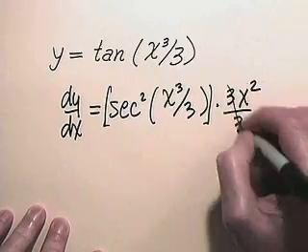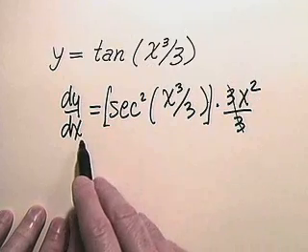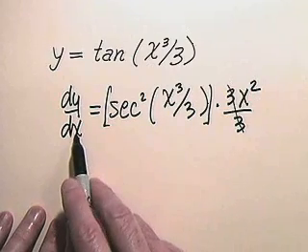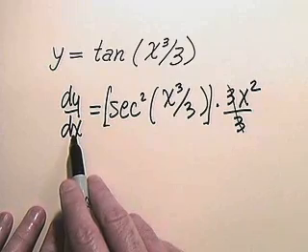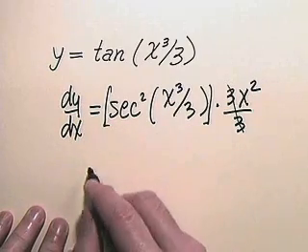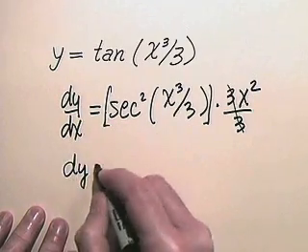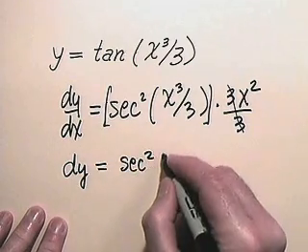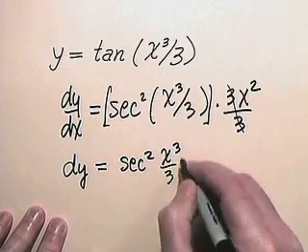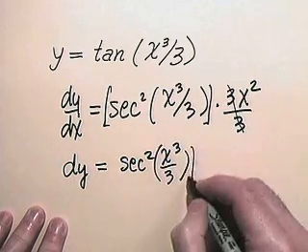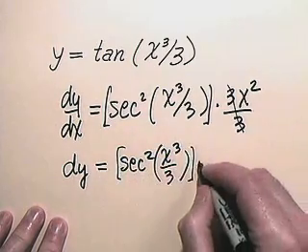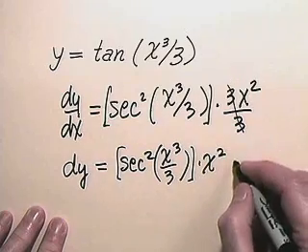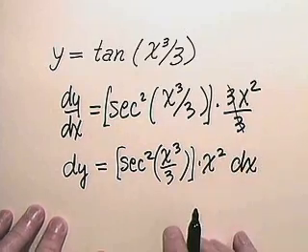and notice the 3's cancel, and so to get our differential dy, in effect, we just multiply both sides of this equation by dx. So finally, dy is the secant squared of the quantity x cubed over 3 multiplied by x squared dx.